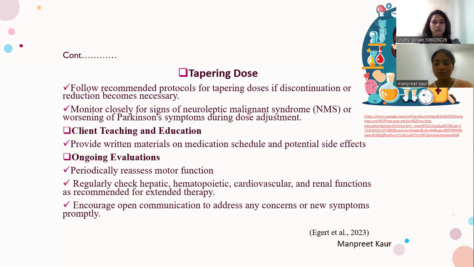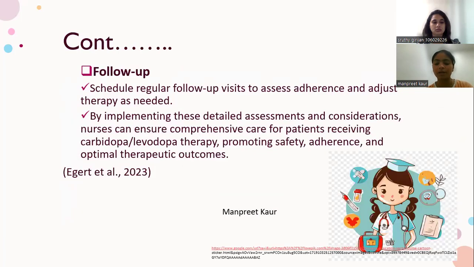Then ongoing evaluations: periodically reassess motor functions, and regularly check hepatic, hematopoietic, cardiovascular, and renal functions as recommended for extended therapies. Then encourage open communication to address any concerns or new symptoms promptly. If the client discusses their symptoms or any difficulty, it will be helpful for the nurse to treat it easily. And then the follow up: schedule regular follow-up visits to assess adherence and adjust therapy as needed.